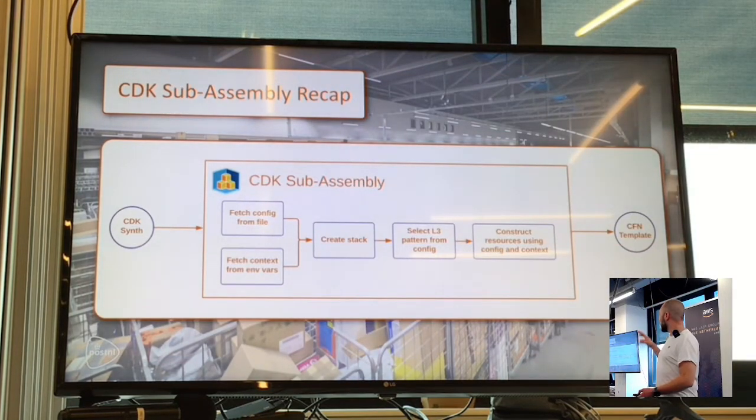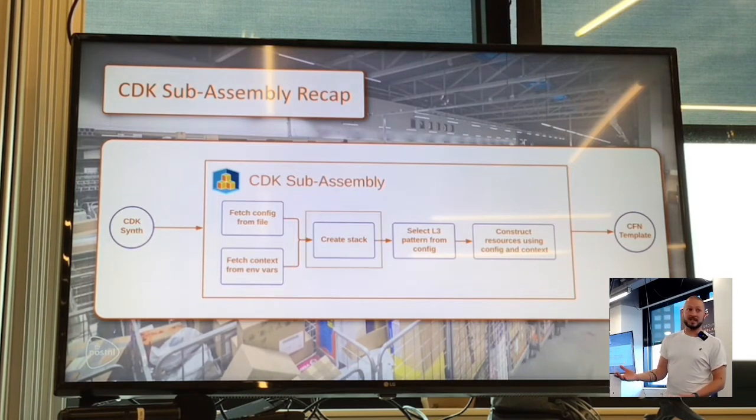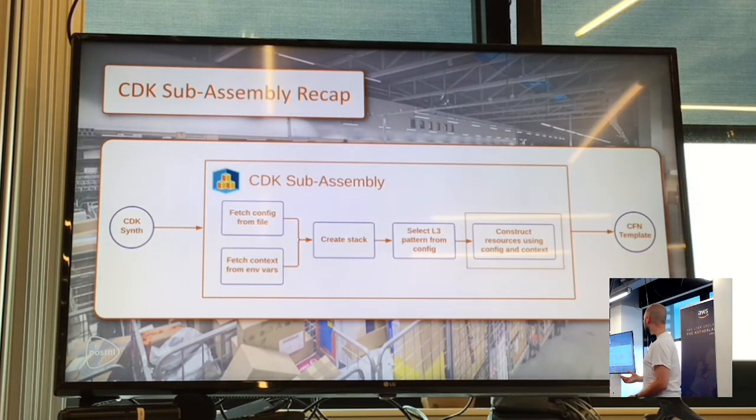So let's quickly recap what the CDK does. First, it collects the configuration values and the context through environment variables. Then it creates a stack with a dynamic name based on those values. It selects the right L3 pattern based on the ingress type. And then finally, it deploys the resources in that L3 pattern and configures them as defined by the context and configuration.